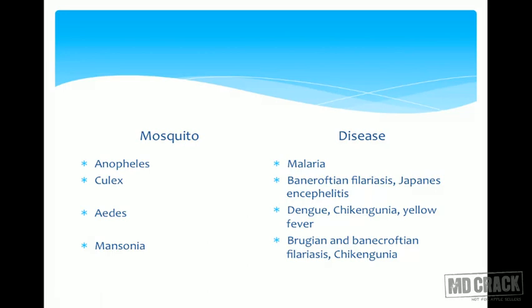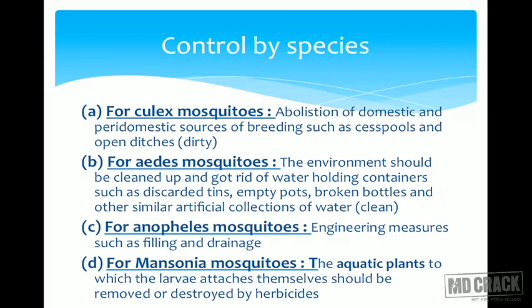So these are the mosquitoes and the diseases they cause. Control of these mosquitoes by species. For Culex mosquito, abolition of domestic and peri-domestic source of breeding such as cesspools and open ditches. For Aedes, the environment should be cleaned up and water holding containers such as discarded tins, empty pots, broken bottles and other similar artificial collections of water should be got rid of. We saw that Aedes was breeding in artificial collections, so that should be gotten rid of.